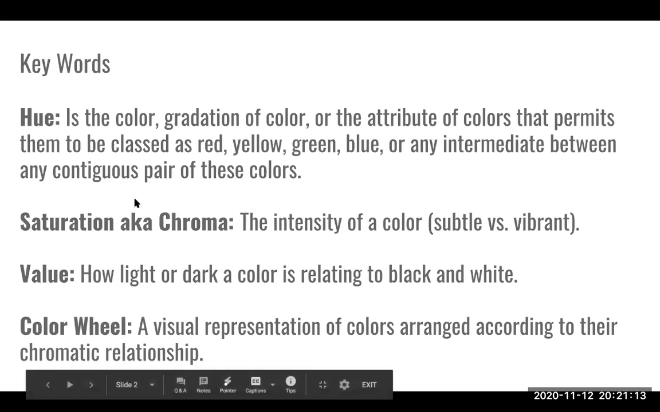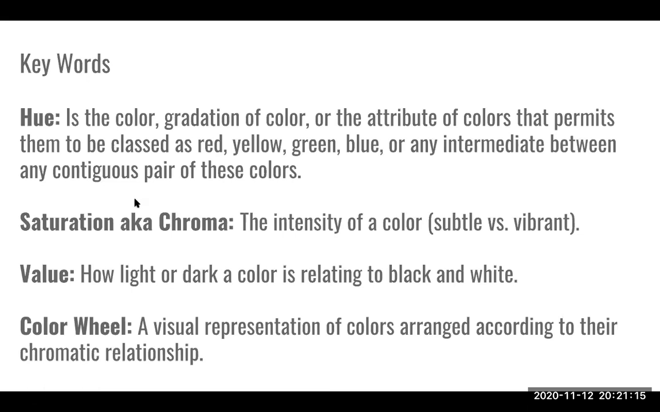Saturation is something that you probably heard about, maybe if you've ever edited a photo on your phone. It is also known as chroma. This is the intensity of a color. So the chroma or the saturation can talk about how subtle a color is versus how vibrant it is. And the value, as we know from doing our gray scale swatches, is how light or dark a color is relating to black and white. And then lastly, the color wheel is a visual representation of colors arranged according to their chromatic relationship.